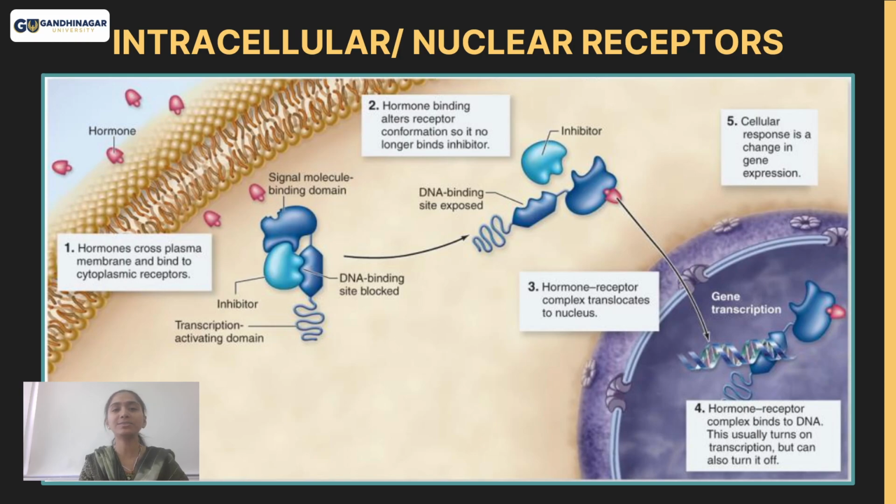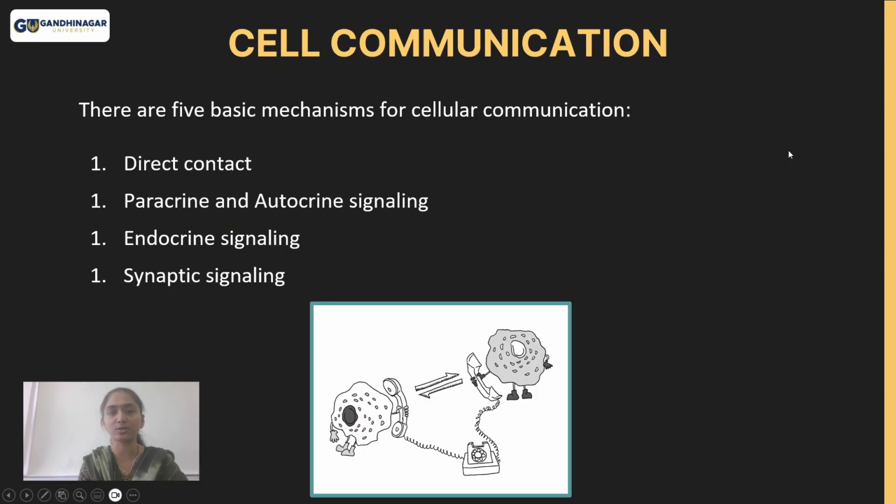Here, the intracellular or nuclear receptor shows various types of hormones. That hormone crosses the plasma membrane and binds to specific receptors. That receptor is activated or changes its conformation, and it gives the signal or response. The cellular response is in the form of gene expression.